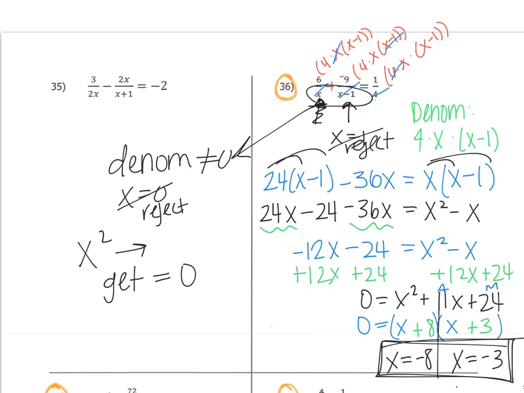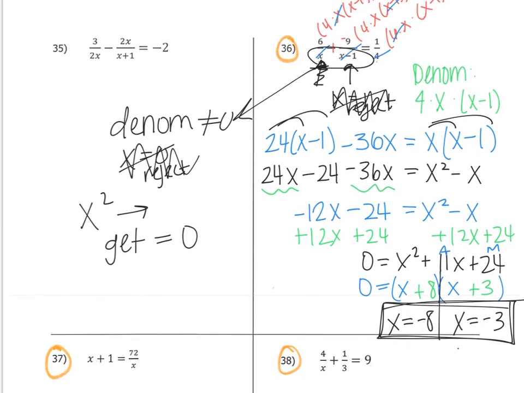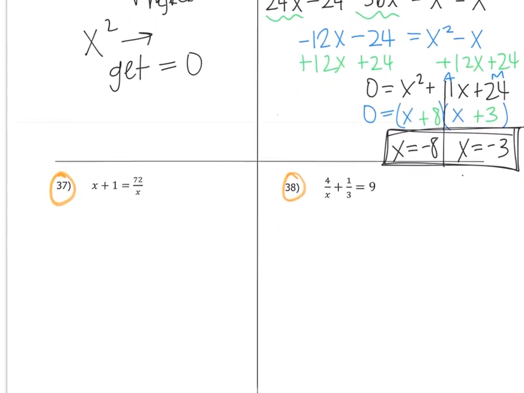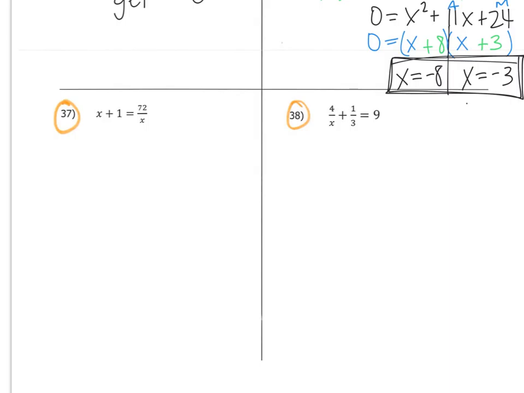Now clearly, negative 8 and negative 3 are okay. We can have denominators of negative 8. We can have denominators of negative 3. That's okay. So we're going to move on. Take a look at 37. Remember, if there's not fractions already, make them into fractions.